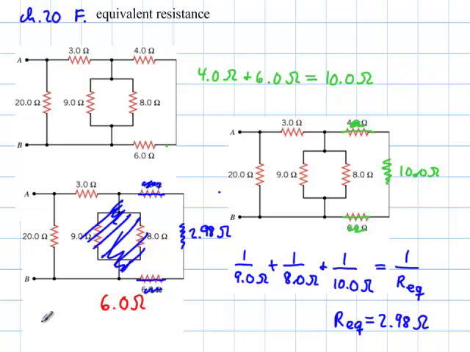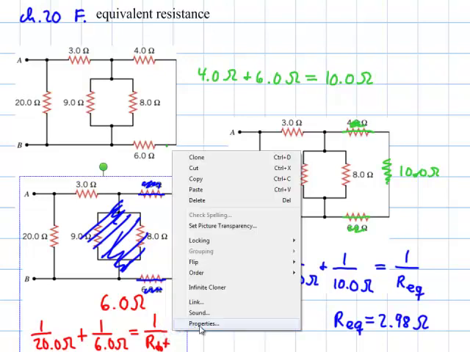So the total result is therefore 1 over 20.0 ohms plus 1 over 6.0 ohms equals 1 over the total resistance. And that last step, I'll let you do that. Let's see what I want to write here.